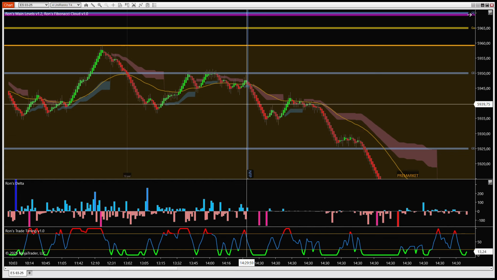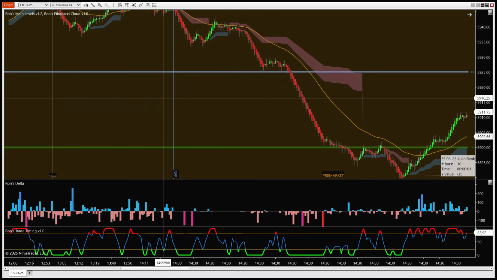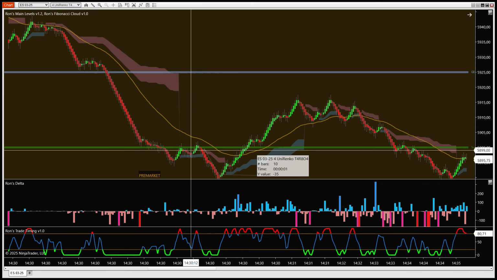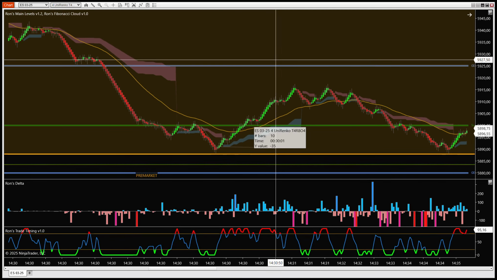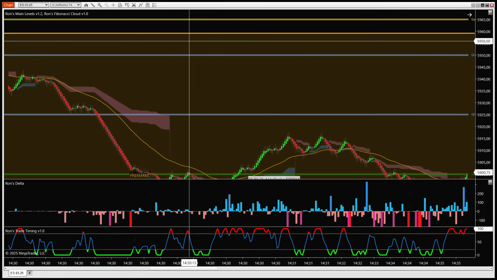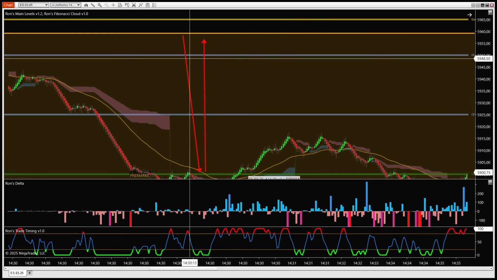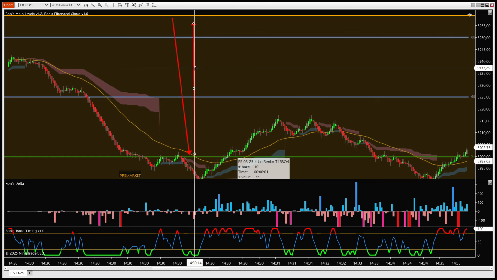This was NFP news. My time, 14:30. 30 minutes after 2. A huge drop. This all happened within 1 minute, right? And we dropped. What you see here on the background, this is pre-market. Everything in this orange background between these lines is pre-market.